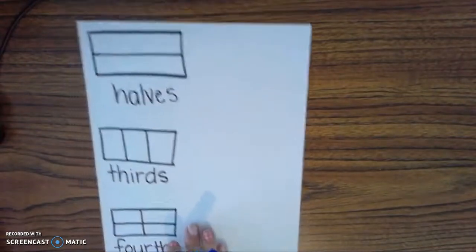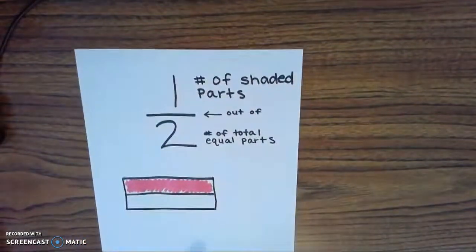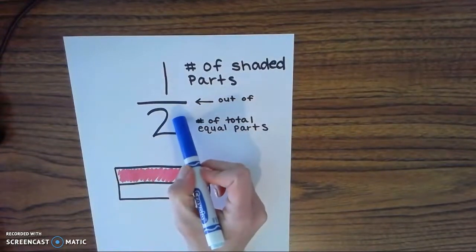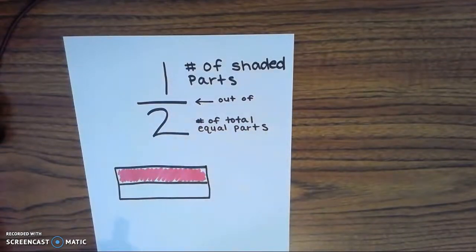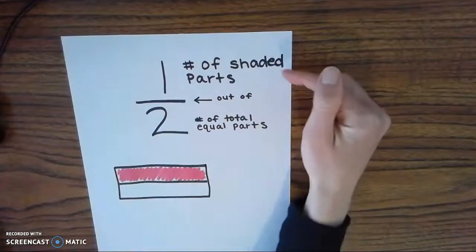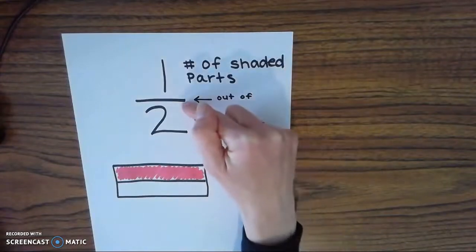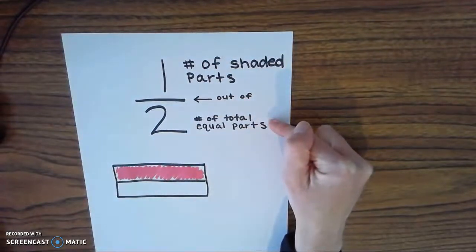So today, boys and girls, when we write fractions, I have a trick for you. Up at the top, we see the fraction 1/2. And we write it this way because the number at the top is the number of shaded parts. This line stands for "out of" the number of total equal parts.